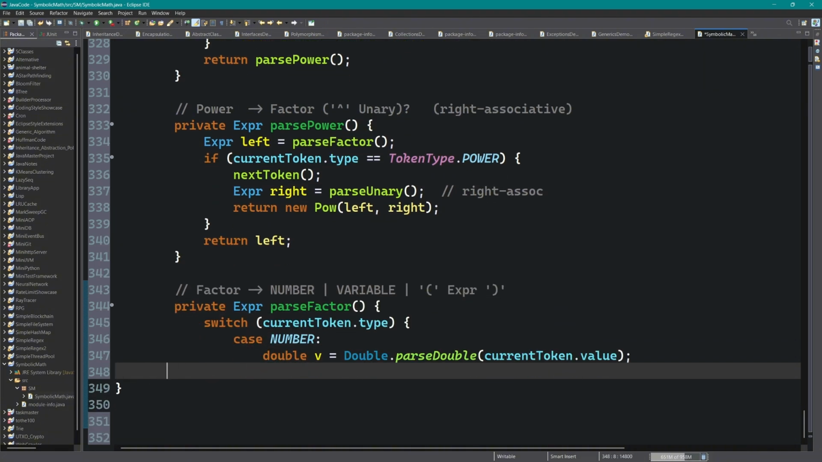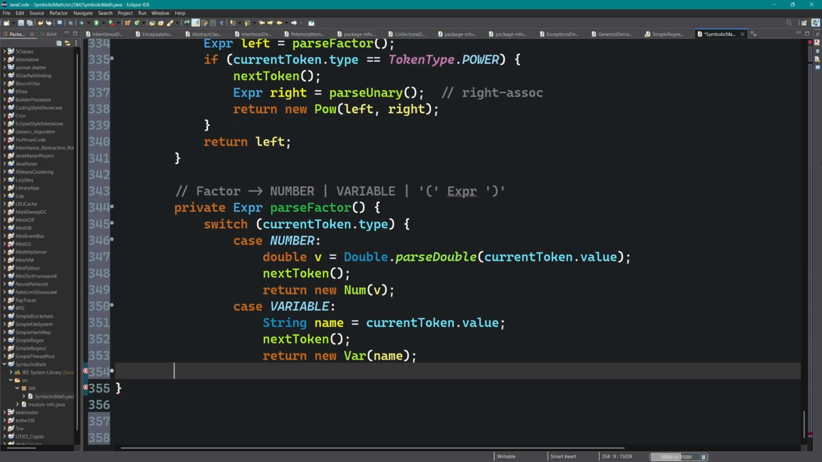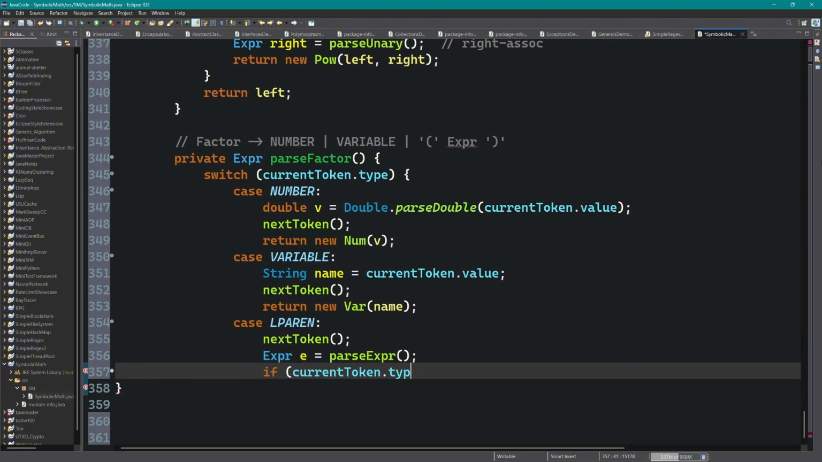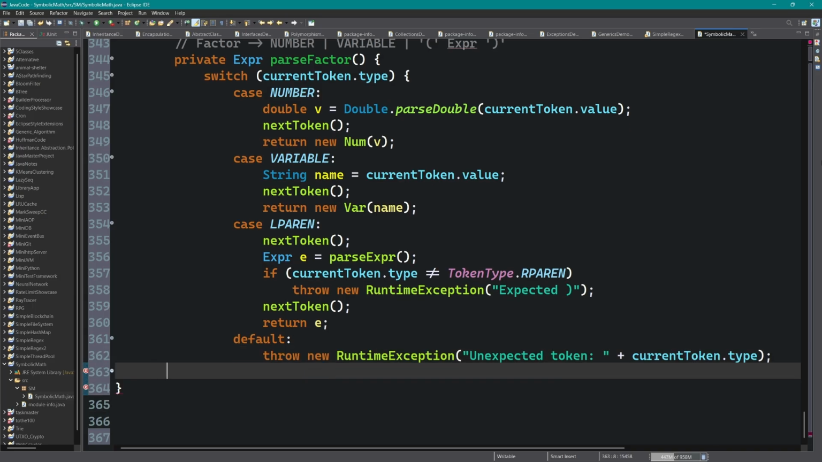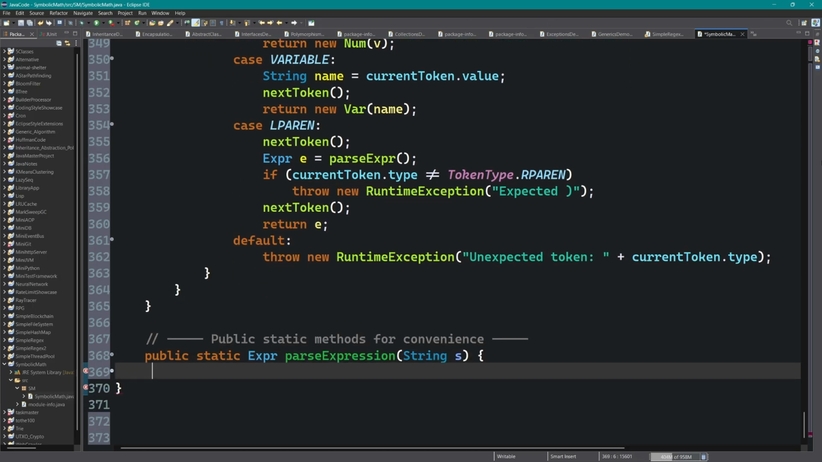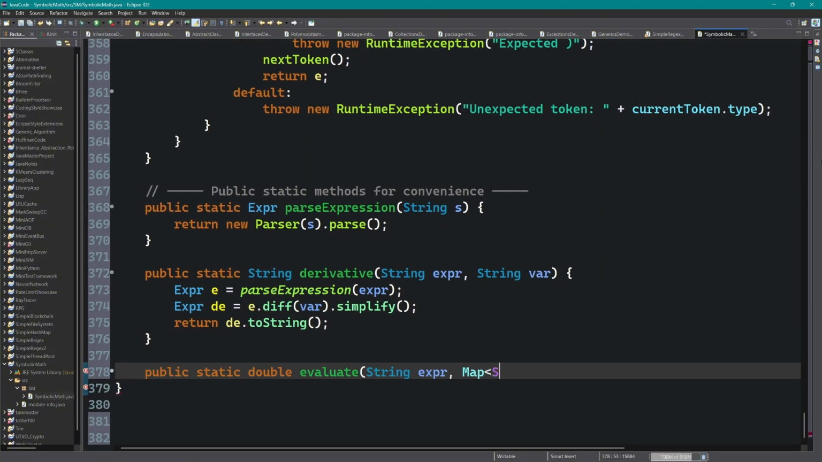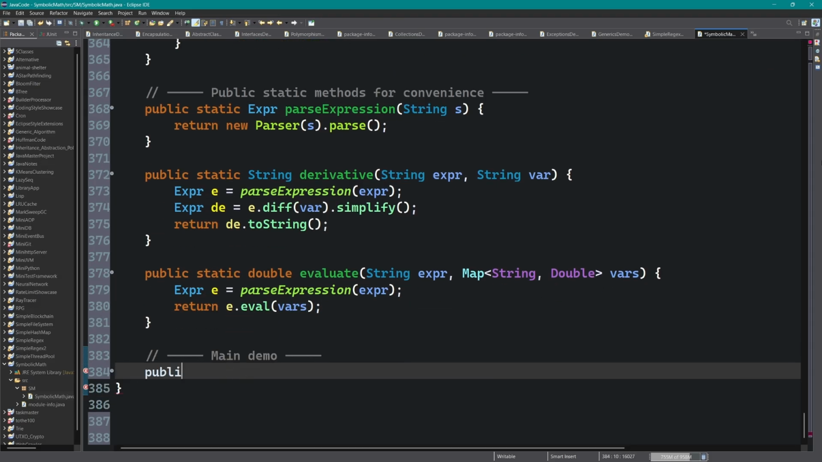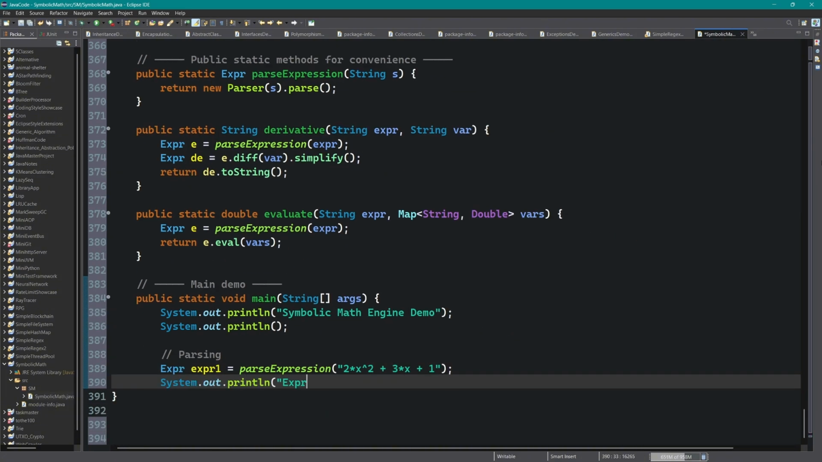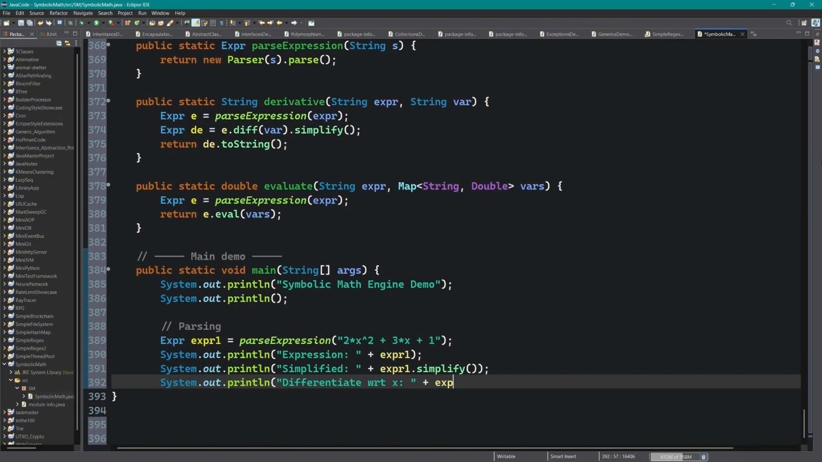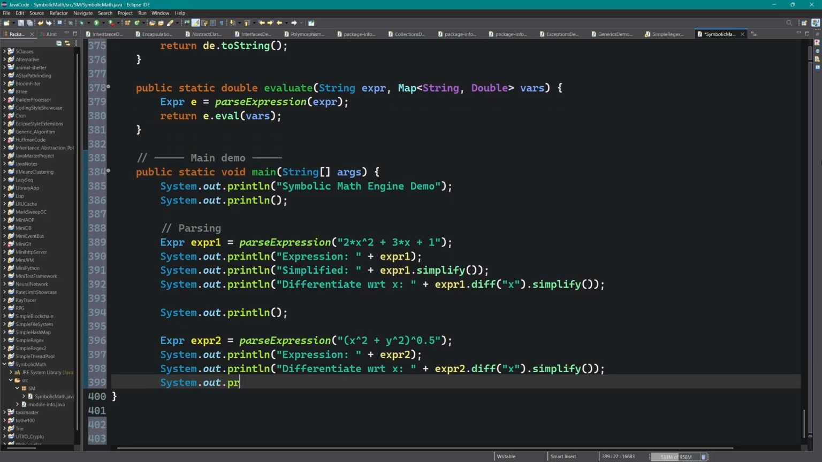The main method showcases everything we've built. It parses several expressions: a quadratic polynomial, a geometric distance formula, a rational function, a pure power, and a cubed binomial. For each, it prints the original expression, the simplified form, and the derivative with respect to the relevant variable. It also evaluates the quadratic at a specific point. The output demonstrates that the parser works, differentiation rules are correct, and simplification eliminates obvious redundancies. The demo mentions that the logarithm node exists but is not yet fully integrated into the parser, hinting at future extensions.